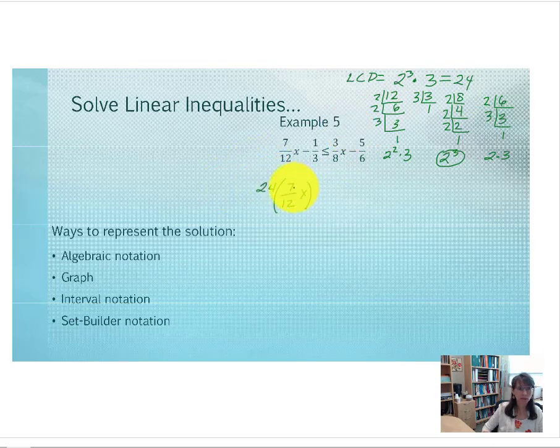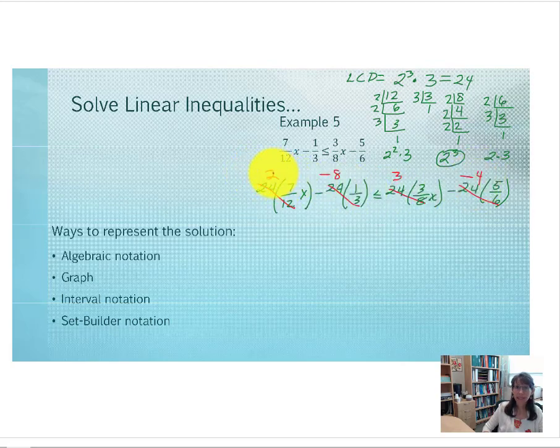So we'll have 24 times 7/12 x minus 24 times 1/3 less or equal to 24 times 3/8 x minus 24 times 5/6. So I should be able to do some reducing and eliminate all of our fractions. 24/12 is exactly 2. 24/3, remember it's a negative 24/3, that's minus 8. 24/8 would be 3. And negative 24/6 would be negative 4.